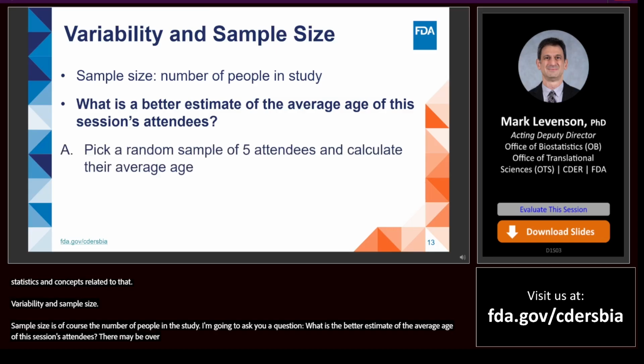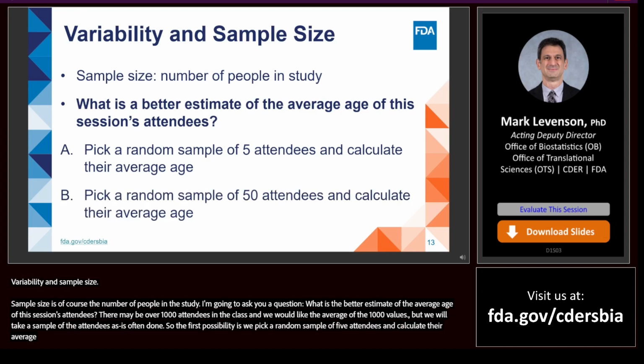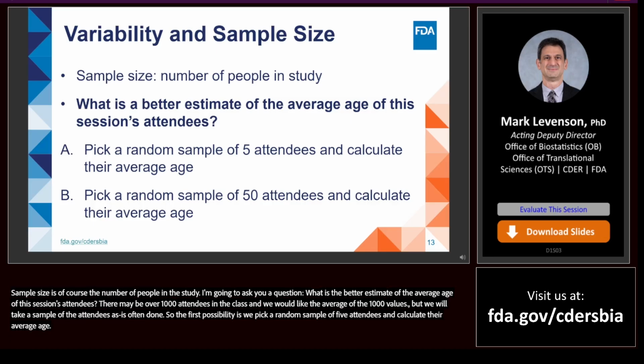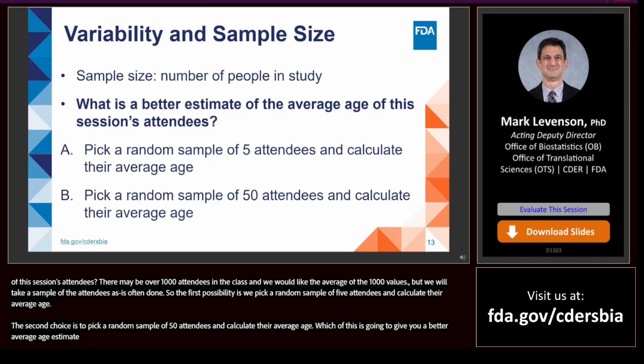So the first possibility is we pick a random sample of 5 attendees and calculate their average age. The second choice is to pick a random sample of 50 attendees and calculate their average age. Now, which of these is going to give you a better average age estimate of the overall session attendees? Clearly B will, because more people are involved in this sample. Some people will have high values relative to the overall mean, some will have low, and the more you pick in your sample, the more there's going to be cancellation, and there's going to be less variability in these larger sample sizes.